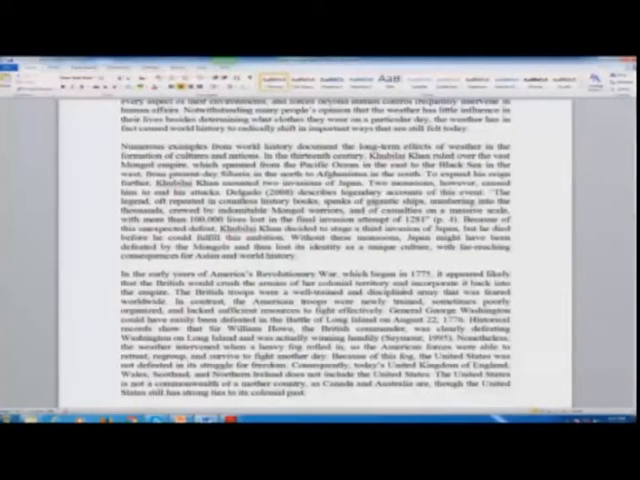So, here the connection across these paragraphs comes because of what we call coherence. So, we know that all these examples are related to the main idea, that is, how world history has been influenced by weather. So, that thread holds these examples together. So, now we go back.